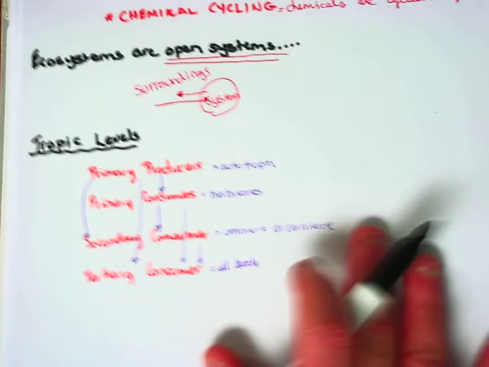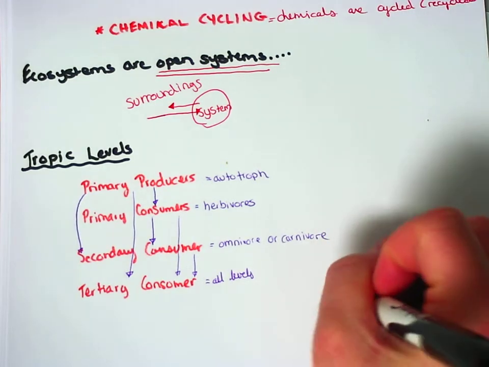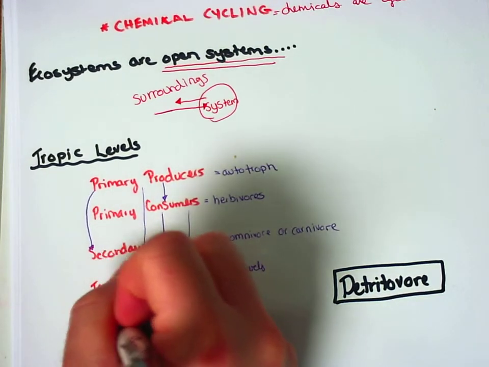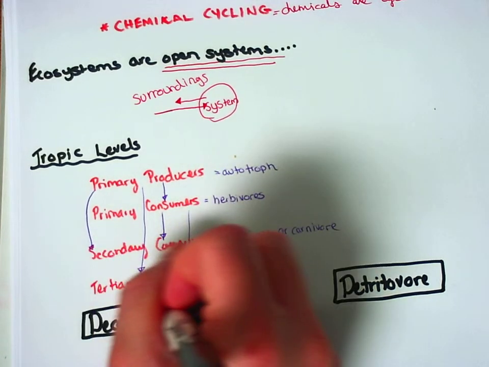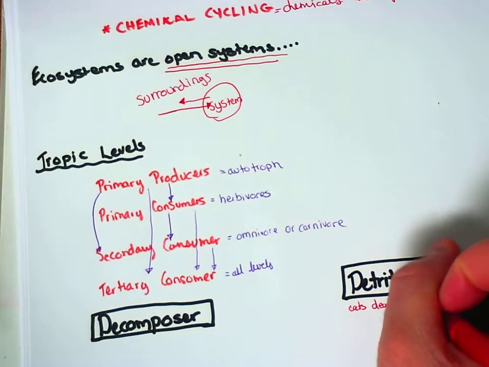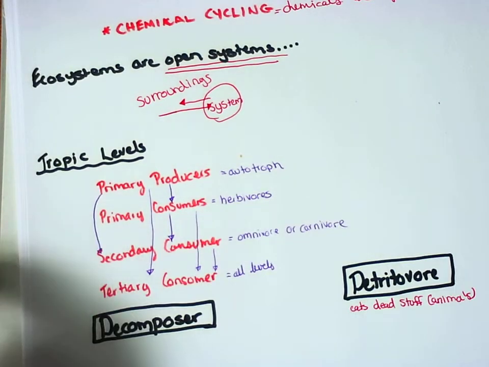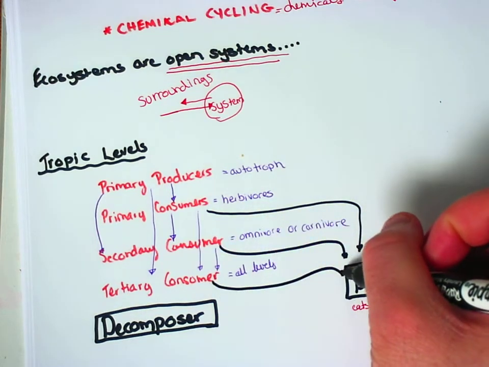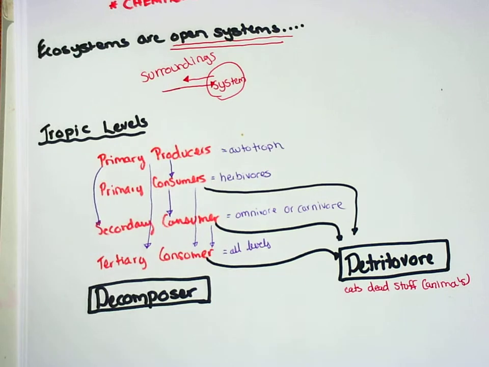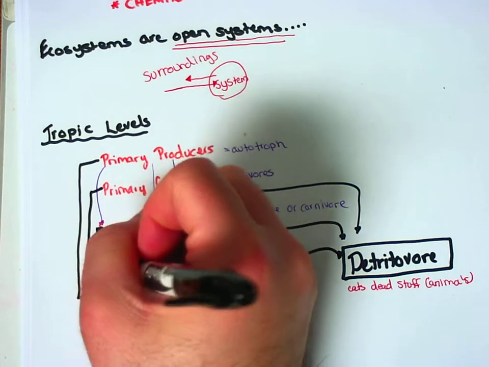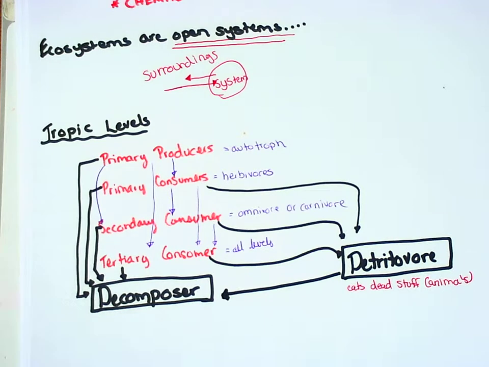And then off to the side, you have a couple of other creatures at work here. There's the detritivores. What does a detritivore eat? It eats dead stuff. Typically our dead stuff is going to be dead animals. So your detritivore is going to act on this level, or this level. And your decomposers are getting energy from everywhere, right?